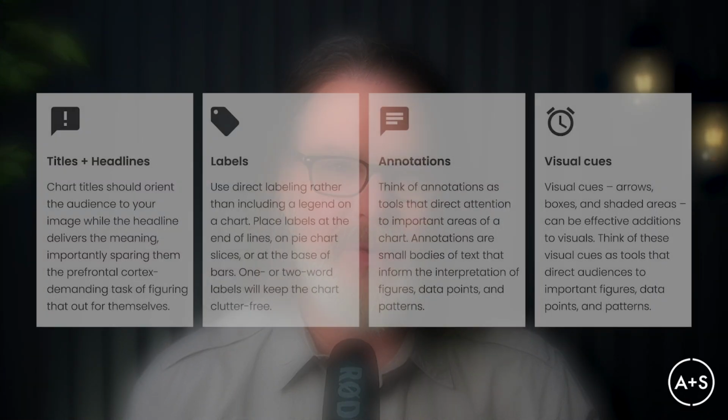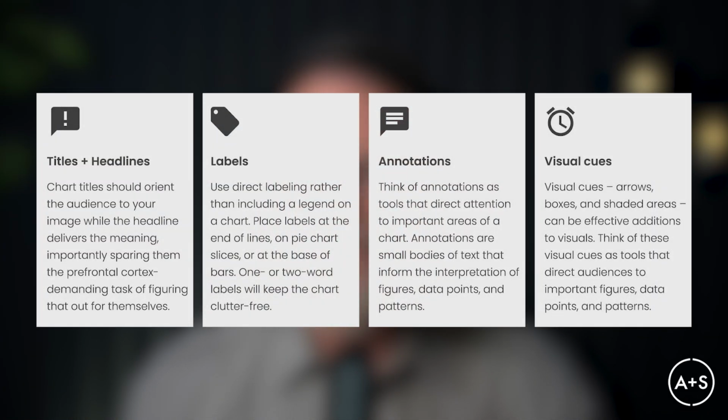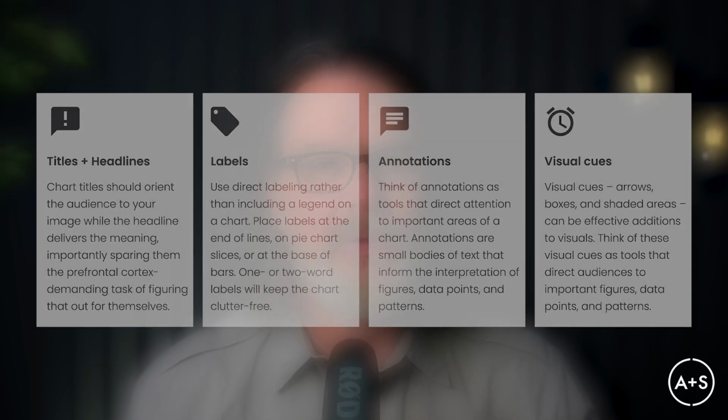Get these elements right and your audience will grasp your insight clearly and thoroughly, but get them wrong and you risk confusion, frustration, or perhaps worst of all, misinterpretation. In this video, we will break down how to craft clear titles and headlines, use labels and annotations effectively, and incorporate visual cues that enhance, not clutter, your message.